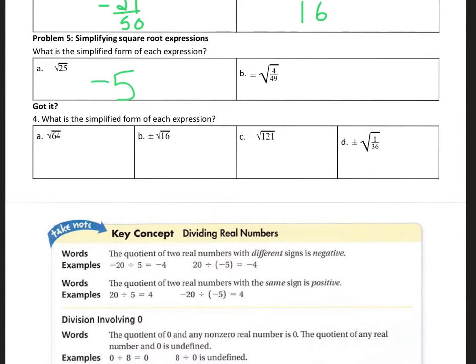And then the next one's got plus or minus, or positive or negative, so I'm just going to include that in my answer if I'm given that. And then I think about simplifying the top and simplifying the bottom. So I'm going to ask myself, what times itself is 4?